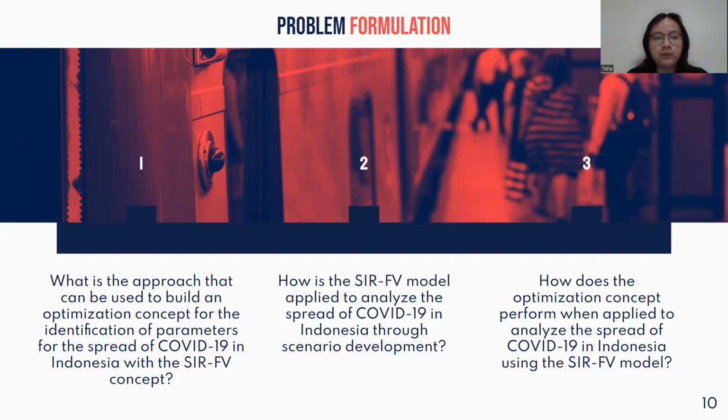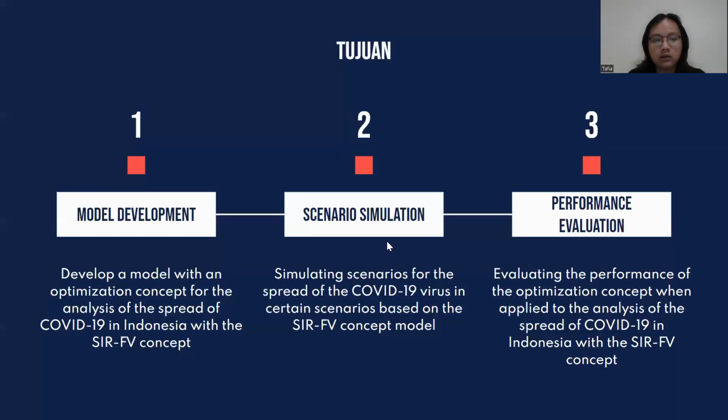In general, this modeling concept divides the analysis subject population into several groups based on their health status. In the CRFV model, these groups are susceptible, infected, recovered, vaccinated, and fatal. This is then reduced to 3 problem formulations as follows.